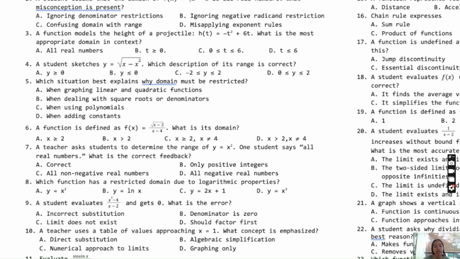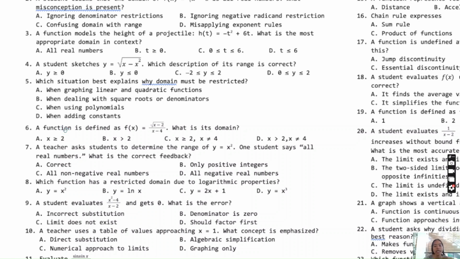Since this is a real life situation, time cannot be negative. We also find when the object hits the ground by setting h of t equal to 0. Factoring gives t times the quantity t minus 6 is equal to 0. So t is equal to 0 or t is equal to 6. This means the motion starts at 0 seconds and ends at 6 seconds. That is why the correct answer is letter C.